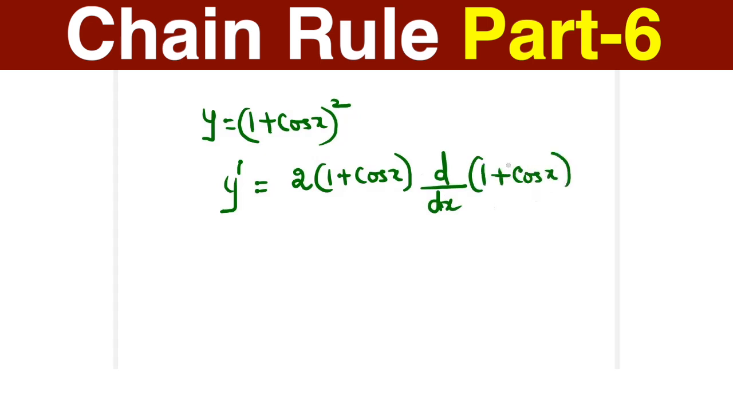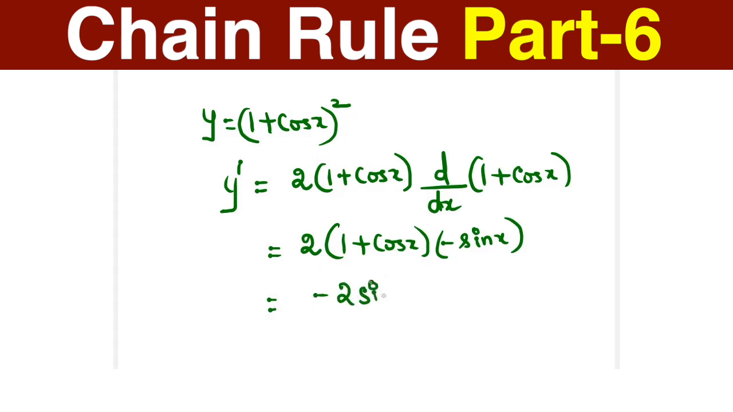For now, I'm showing the differentiation of the t. Slowly, that also will be converted as a mental calculation. So this is 2 into 1 plus cos x, d by dx of 1 plus cos x. D by dx of 1 is 0. Cos x is minus sin x. So now look at my answer. I'm going to multiply and write this as minus 2 sin x, 1 plus cos x.